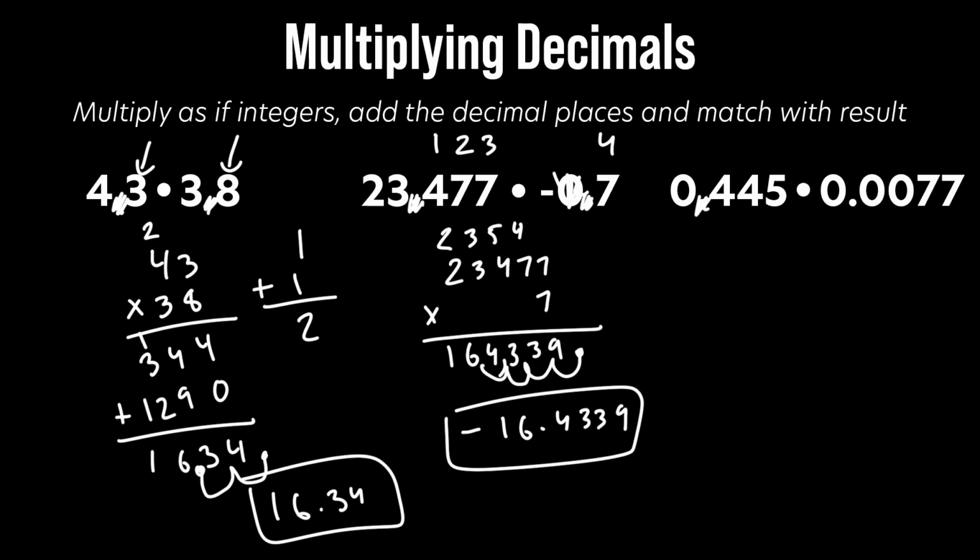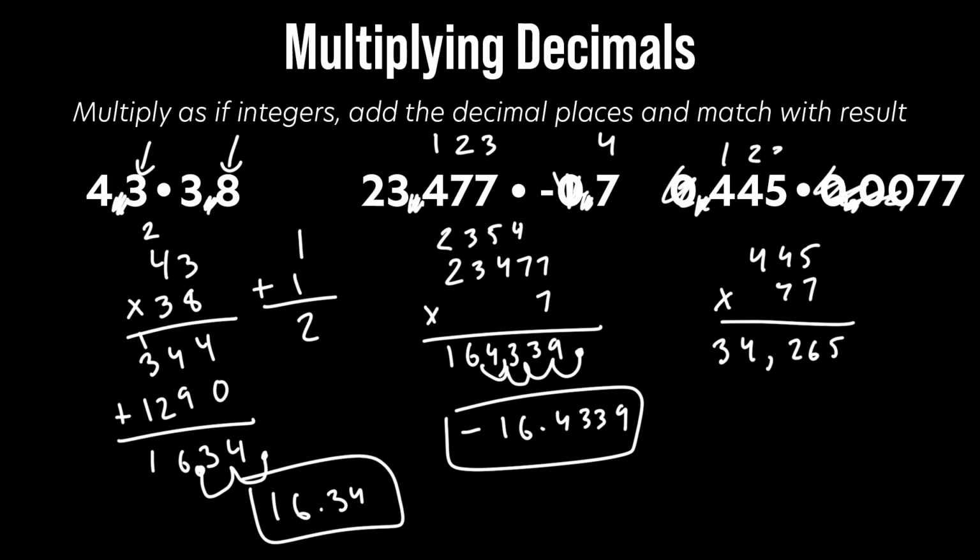Let's ignore the decimal points again. And of course, we ignore the zeros as well. So we have 445 times 77. I'm just going to use a calculator for this one because it's a little bit tedious. So you're going to get 34,265. We have 1, 2, 3, 4, 5, 6, 7.